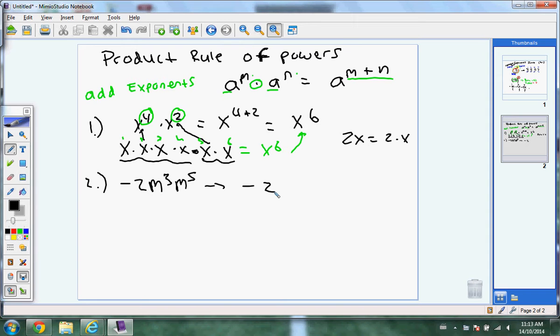And then we have an m3 and m5. Again, they have the same base. So we're going to take their indexes, or exponents, and we're going to add them. So it's going to be 3 plus 5 for m8. So negative 2, m8 there.